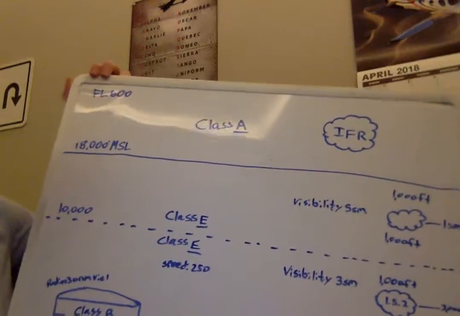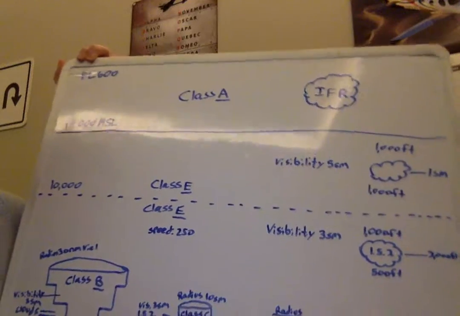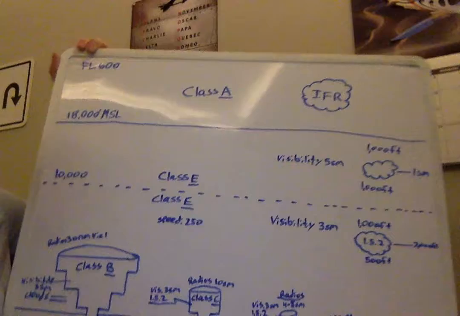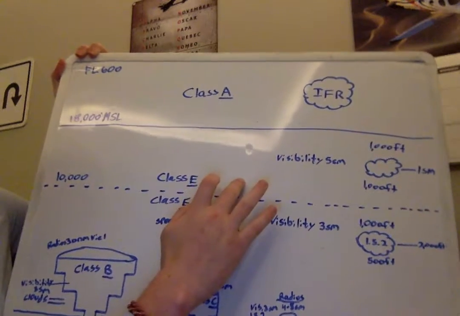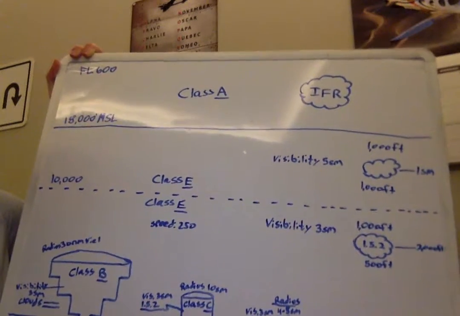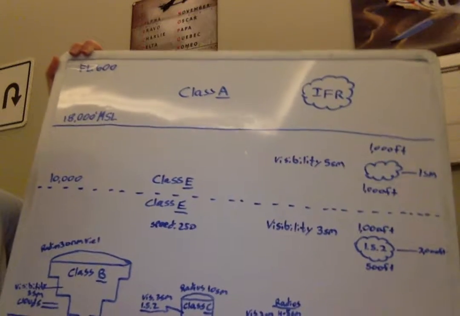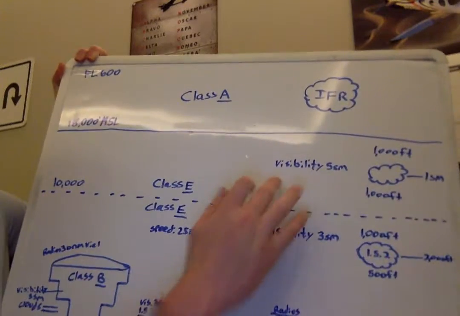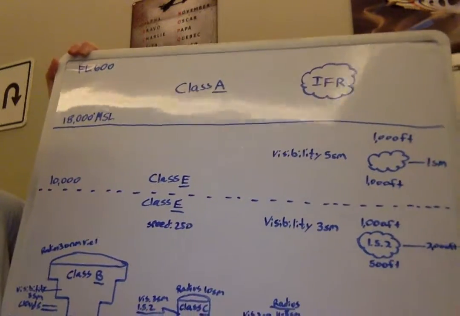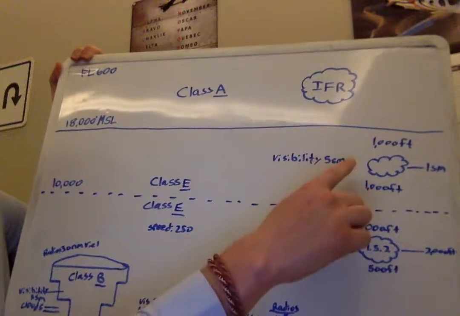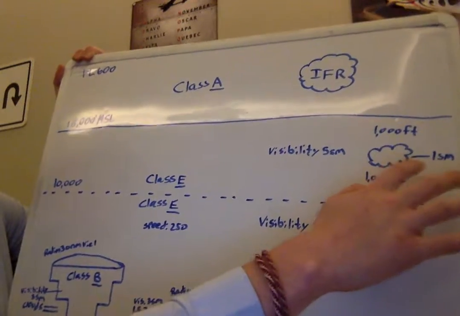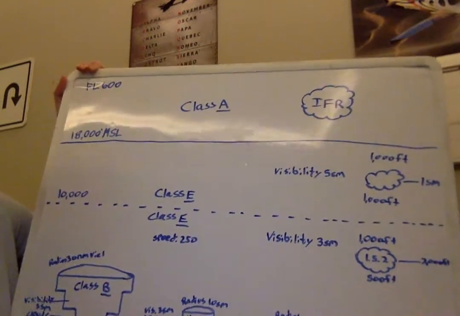Below Class A airspace, we have Class E and all the other airspaces, but I'm going to talk about Class E airspace above 10,000 and below 18,000 MSL. Class E airspace above 10,000 has different weather minimums that need to be met. To fly VFR, you need at least 5 statute miles visibility, and you need to be 1,000 feet above the clouds, 1,000 feet below the clouds, and 1 statute mile horizontal distance away from the clouds.